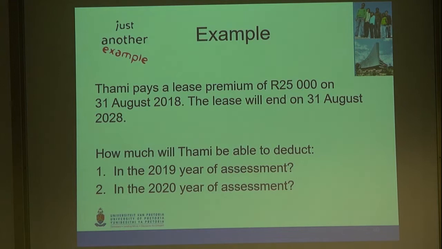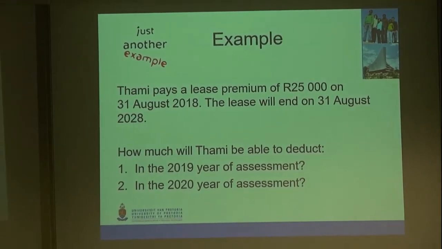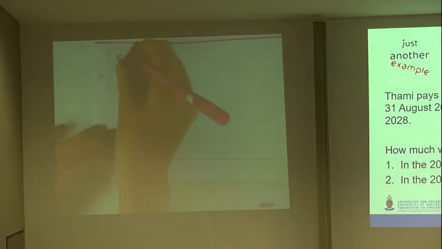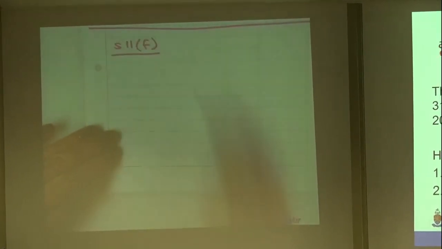So let's quickly look at our calculation. Okay, so we're busy with section 11F. Right, the lease premium, firstly, let's look at it from the hands of the lessor. How much is the lessor going to include in their gross income? 25,000, immediately. Full 25,000 in their income, that's the end of it. Right, what is it going to be in Tommy's hands?